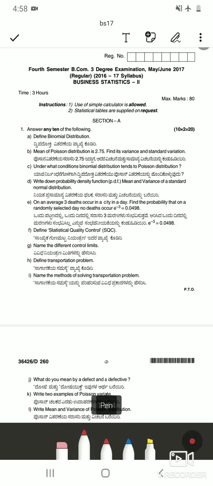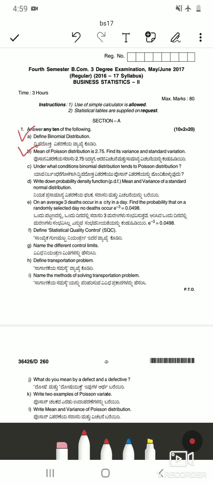In 2017, they have asked to define binomial distribution. So you have to write the PMF. Don't forget to write the range. The next question: they have given the Poisson distribution parameter as 2.75, and they have asked for the variance and standard deviation.